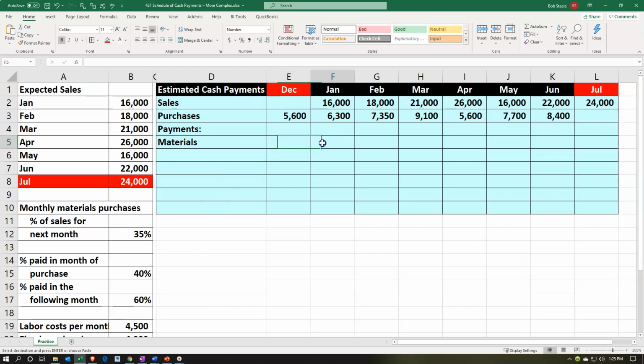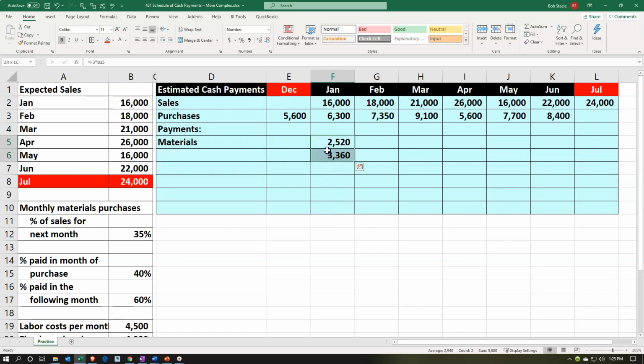So we could say, okay, if I went to the materials here, I could break this into two line items and say that we can take the 6,300 purchases that were made in January times the 40%, and then have another line item saying the materials in the prior period times the 60%. That would be the amount of payment that were made for materials in the current time period, adding up to the 5,880. We're going to this time combine them into one line item, just for materials, cash payments for materials.